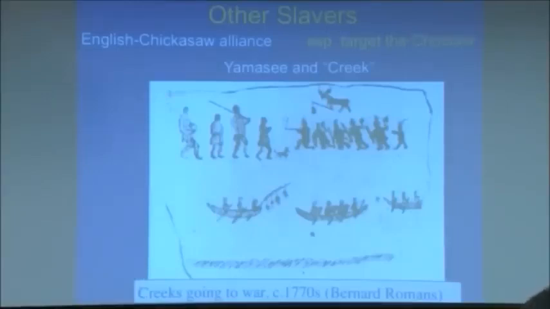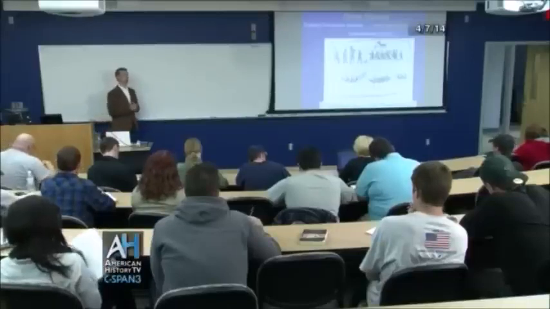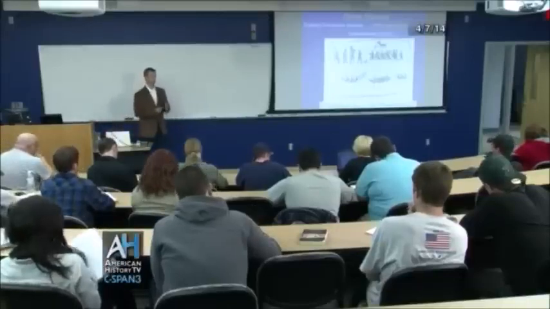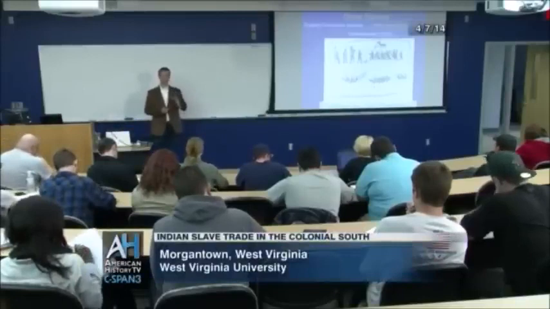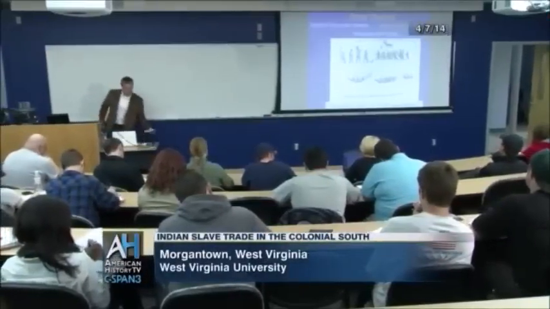They're made up of remnant populations from chiefdoms that have collapsed, from villages that have been targeted by slave raiders, and those that have been hit hard by disease. And so the Yamasee and the Creek are important because along with the Chickasaw, they are going to be the principal slavers, the principal allies of the English from the mid-1680s on to the Yamasee War.